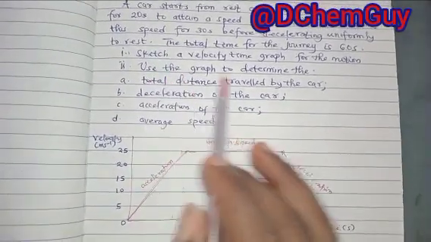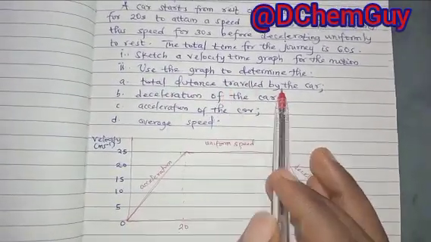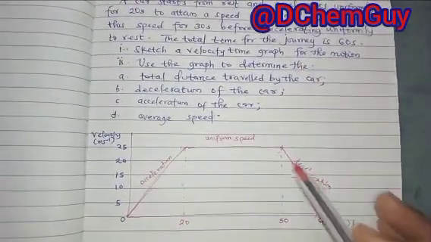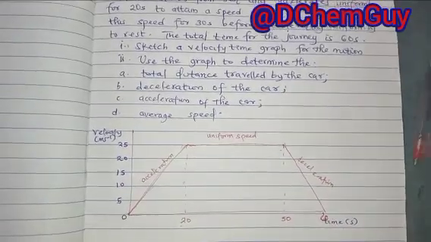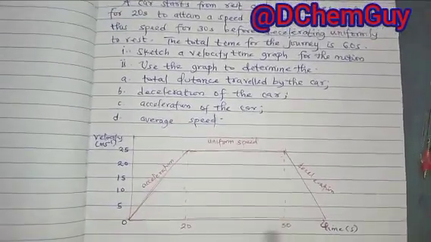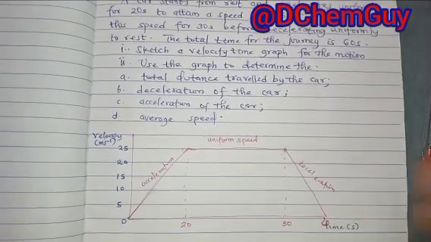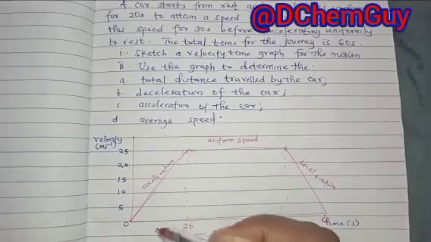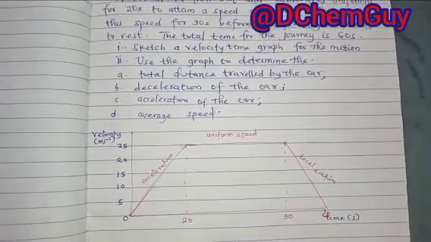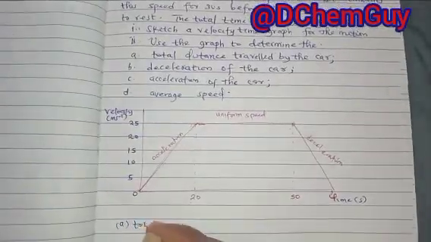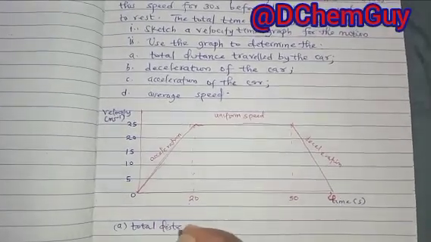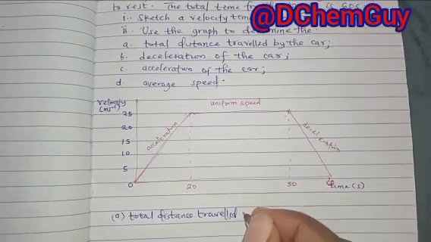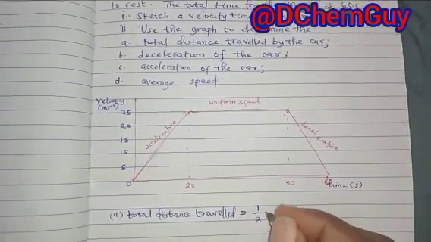So we should use the graph to determine the total distance traveled by the car. The total distance traveled by the car is the area of the graph. Now, if you look at this very well, what does it look like? Guess what? It looks like a trapezium, actually. So that means to find the total distance traveled, it will be equal to the area of a trapezium.